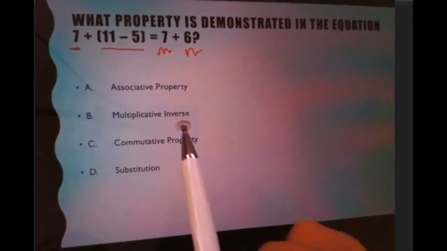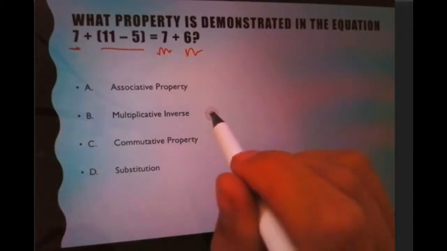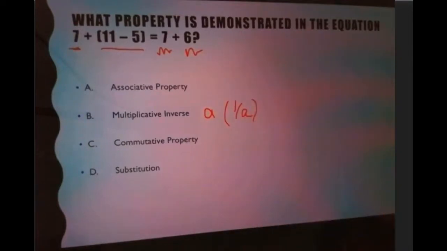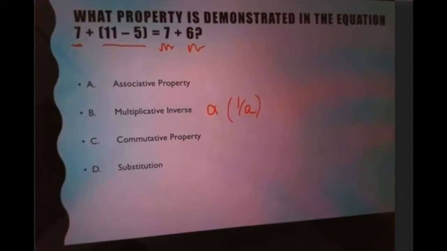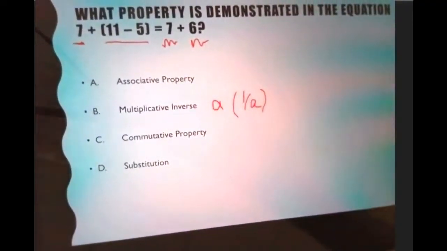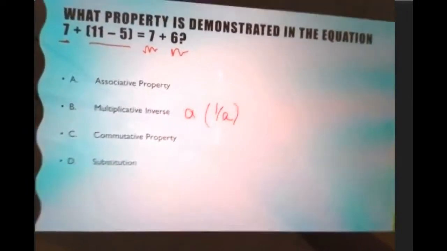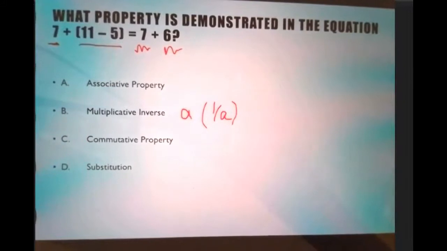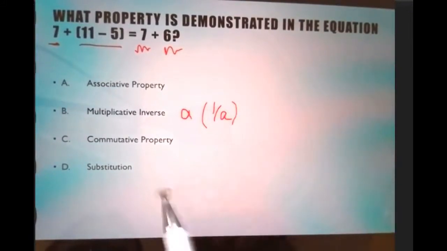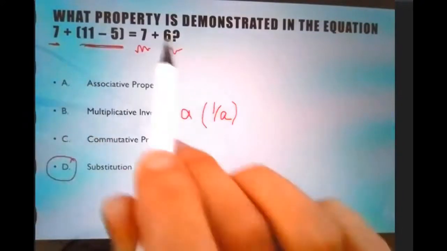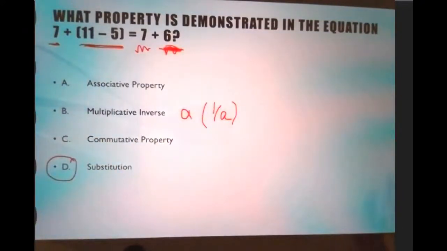No. The multiplicative inverse is when you have a number like A, and you multiply by 1 over A. So I'm glad nobody had B, because it is not the multiplicative inverse. The commutative property is when you change the order. And again, we didn't change the order, so good job, guys. Nobody said C. And then my two fellows who said D with substitution, you would be correct. 11 minus 5 was substituted with the number 6.